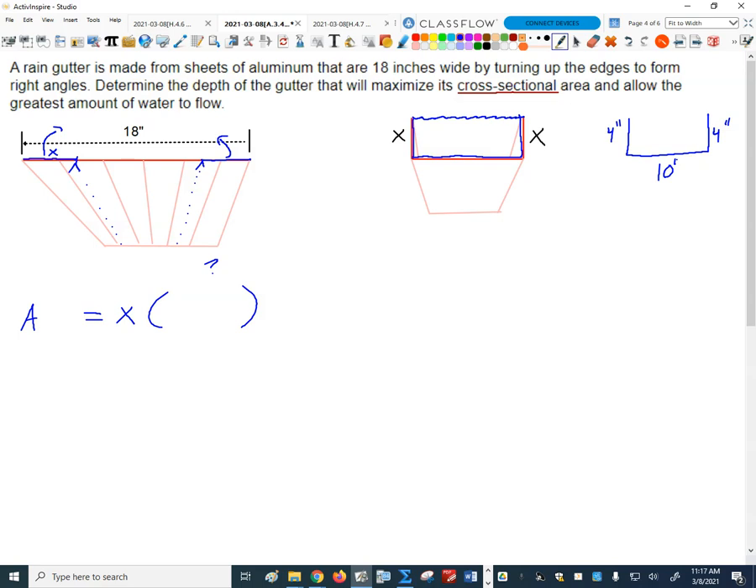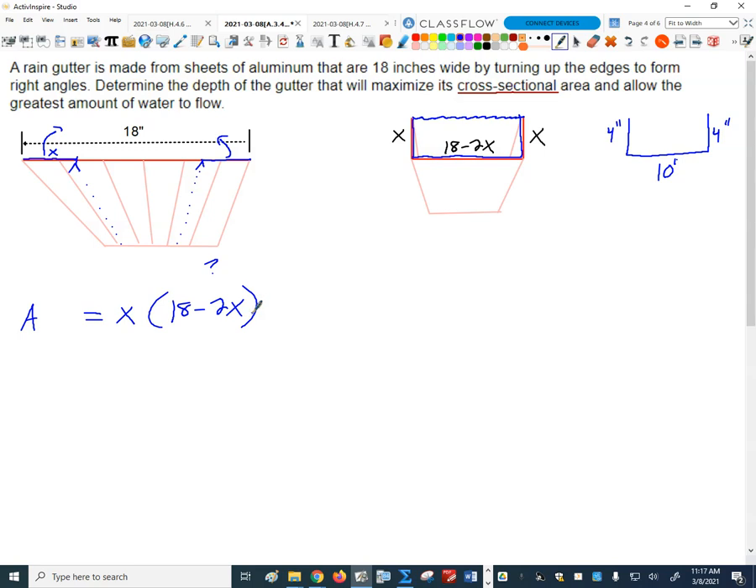Well, I don't know that it's 4. I called it x. So what's that width going to have to be? Okay. I see a correct answer up there. Can anybody identify what it is in the chat? There we go. Yeah, it's 18 minus 2x, isn't it? Because I've got to subtract that x and that x from my total of 18. Okay, good. So then I know that my area is going to be x times 18 minus 2x.